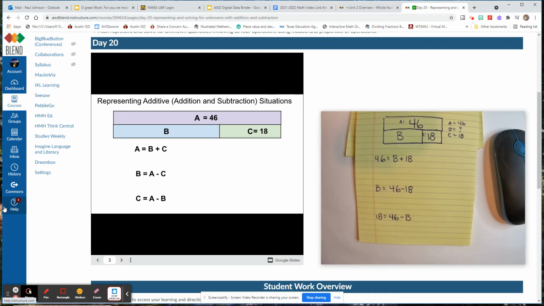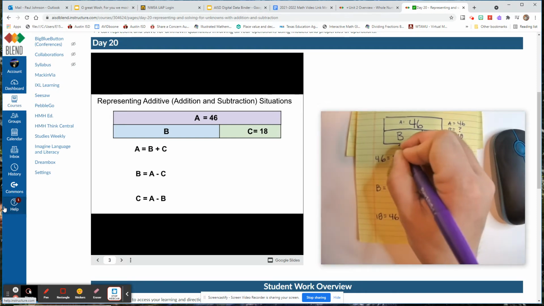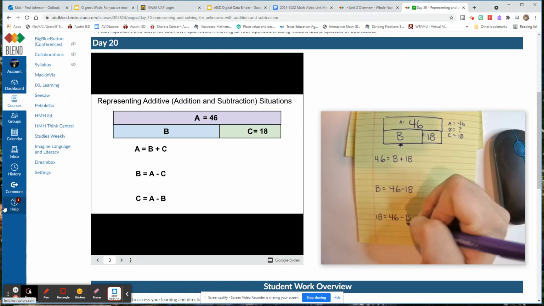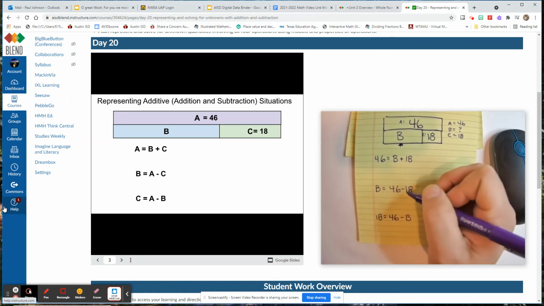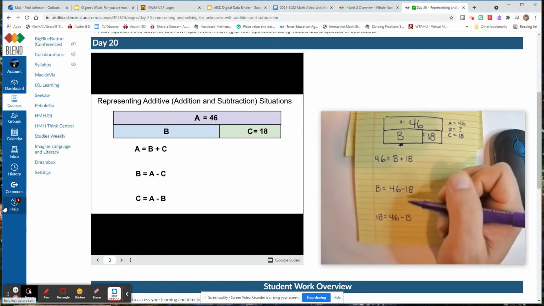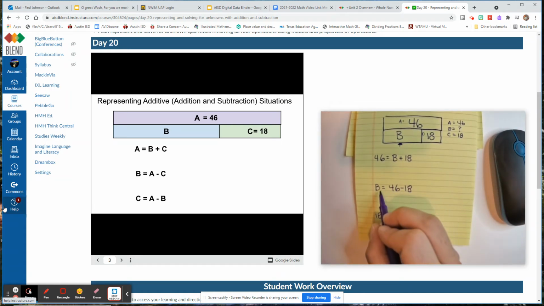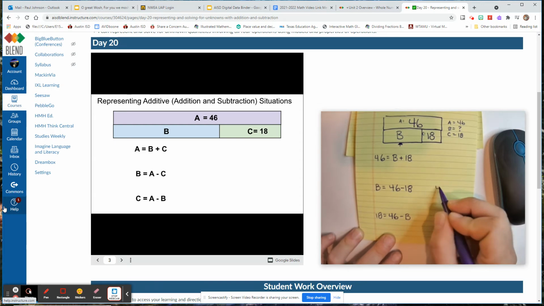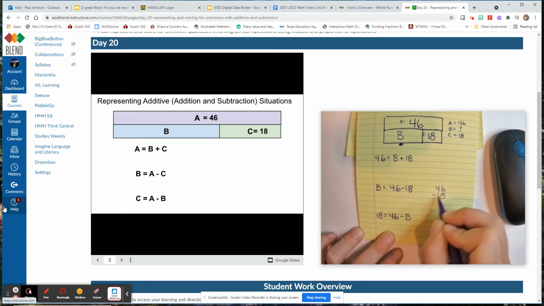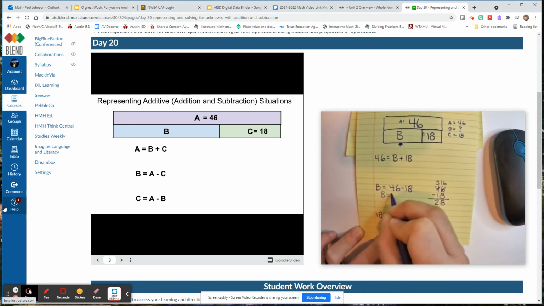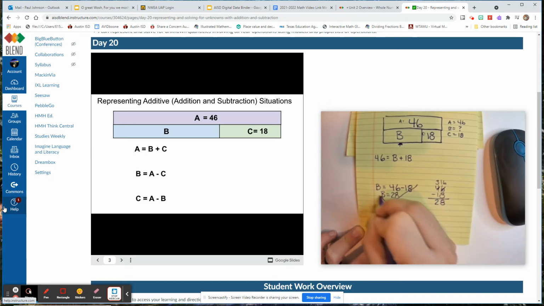If I'm trying to find what part B is, I don't know what part B is. There's 3 different formulas, 3 different equations that I can use to figure that out. I would say that this one's probably the easiest, because this one shows us the answer on one side and exactly what we have to do to find out the answer on the other side. So according to this one, if we just take 46 and subtract 18, you get 28. So B is equal to 28.